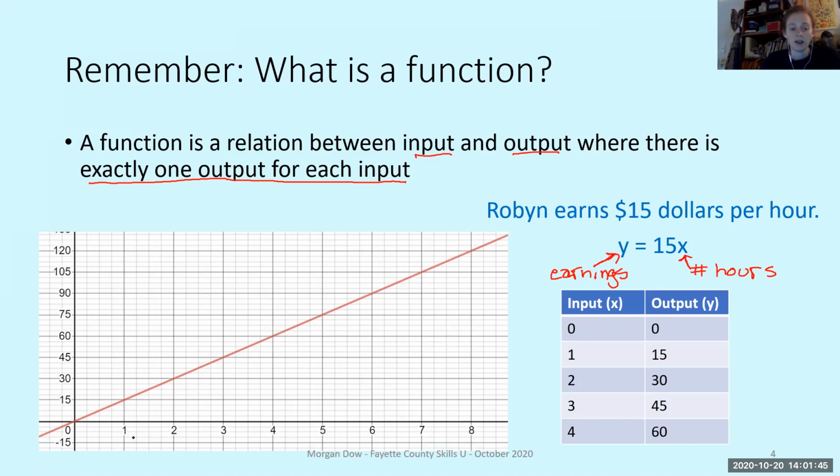And we see that in the graph here as well, right? So along the x-axis, along the horizontal axis, we have the hours that she's working. And along the y-axis, we have the dollars that she earns. So when she works for 0 hours, she makes $0 because that's the way the world works. When she works for 1 hour, she makes $15 and so on along this red line here.